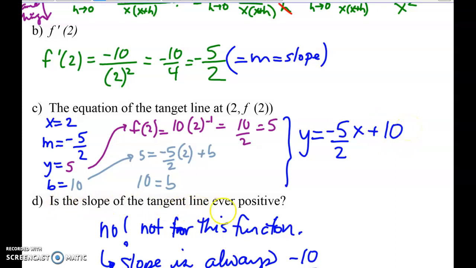Is the slope of this tangent line ever positive? Well, here's the slope. I wrote it again from up here. Any x we put in, we square it, and we divide that by negative 10. Nope. The slope of this tangent line will always be negative, going downward.